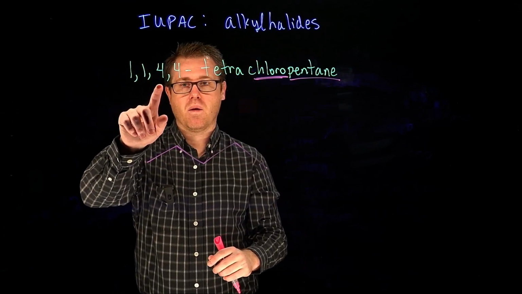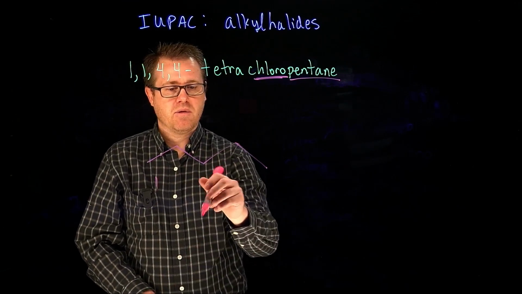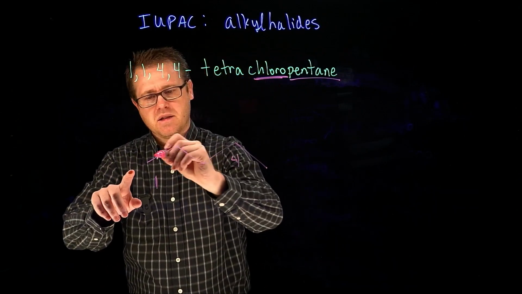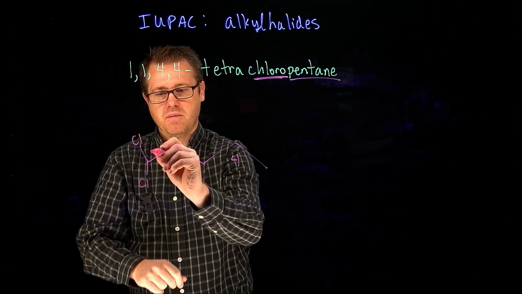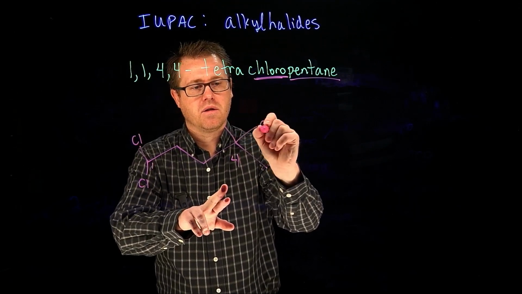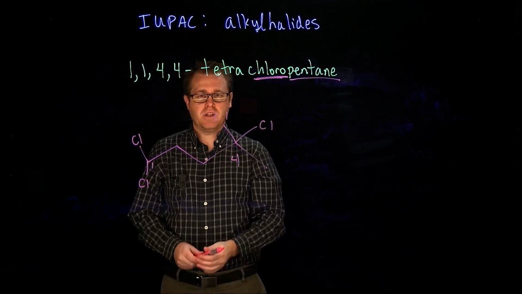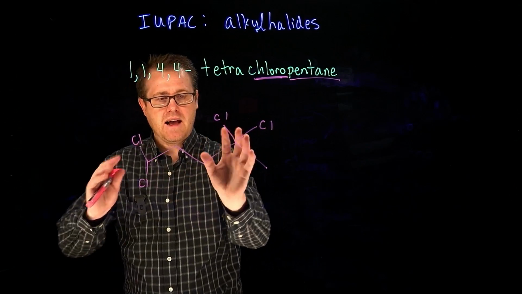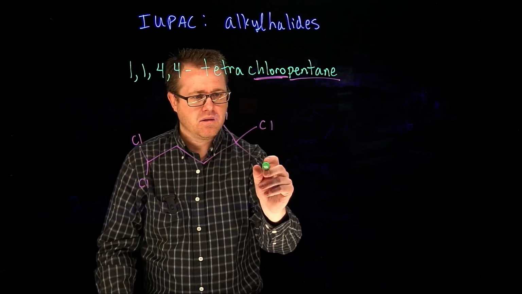And what positions do we have them at? Carbons 1 and 4. So if I call that carbon 1, then where's carbon 4? Right there. So it's just telling us to put 2 chlorines on carbon 1 and then 2 chlorines on carbon 4. Like that. And now we just double check ourselves, like, hey, if I saw that structure, would I name it this? Well, let's see.